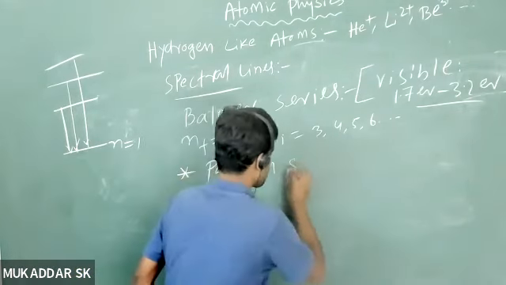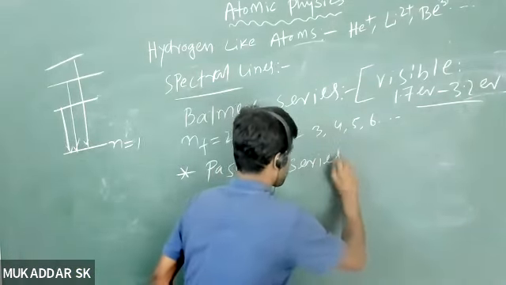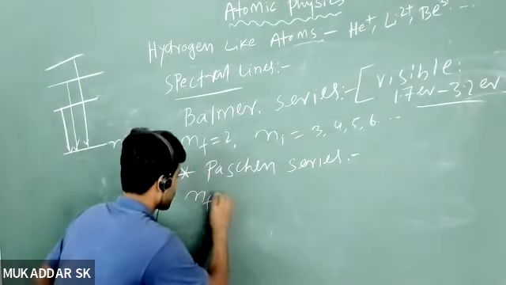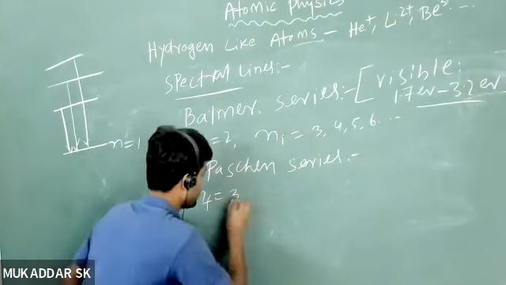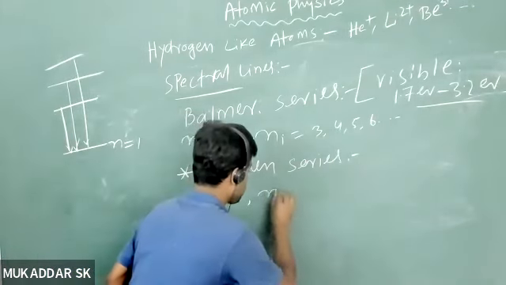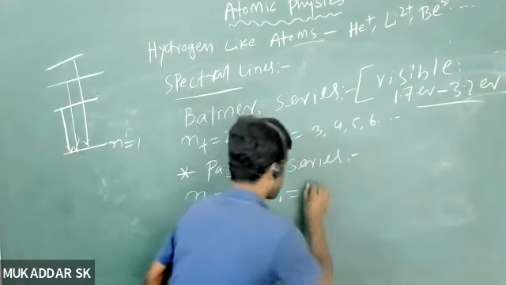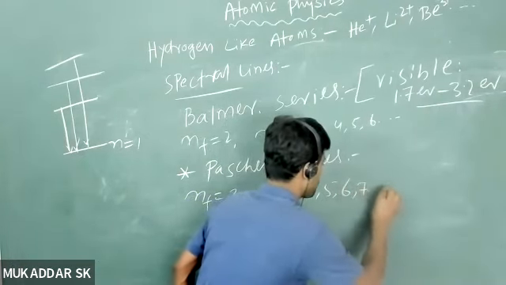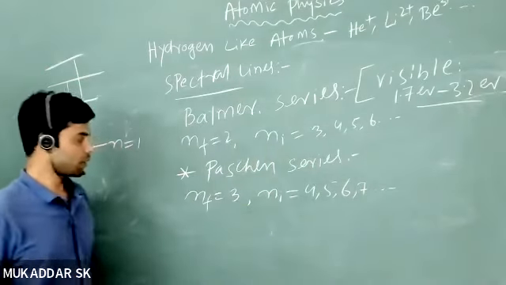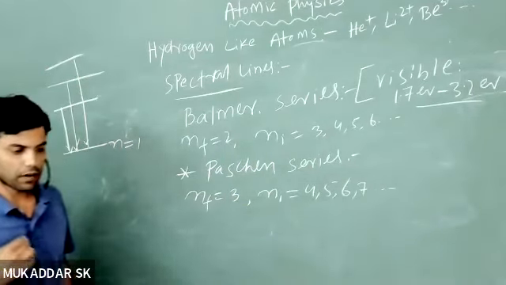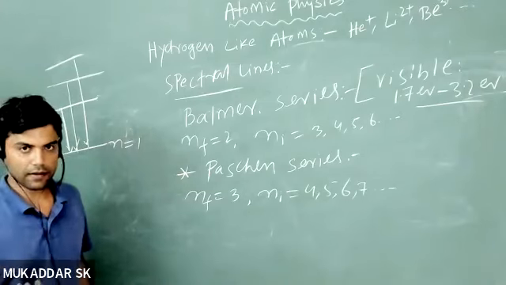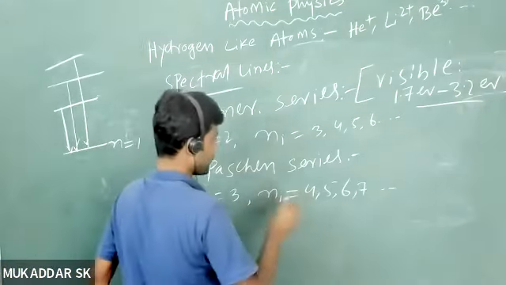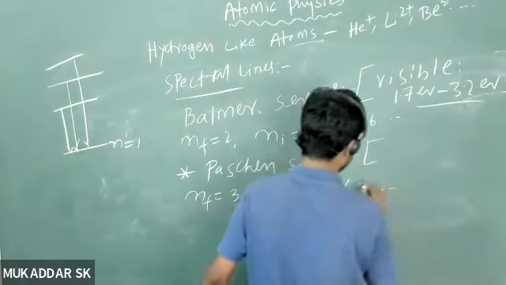Paschen series. For this, NF is how much? It will be 3, right? And Ni can be 4, 5, 6, 7, and so on. Okay. Then you have which one? Brackett series, right? So that Paschen series is basically found in which range?